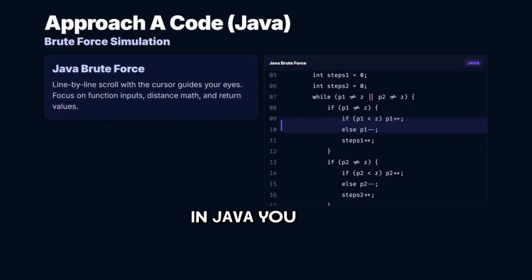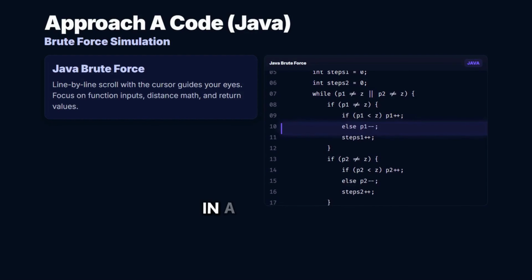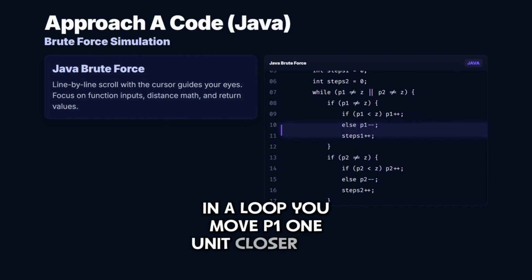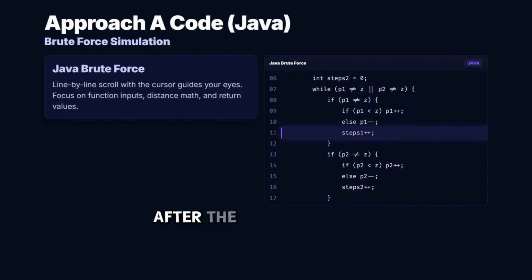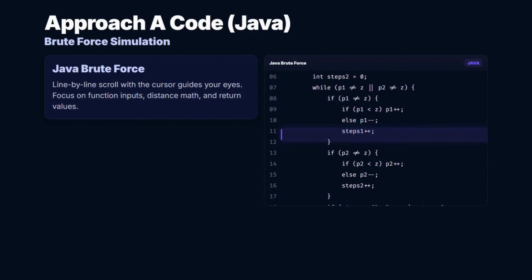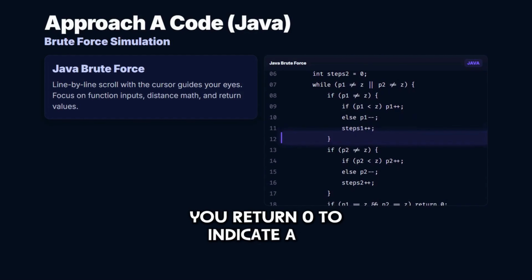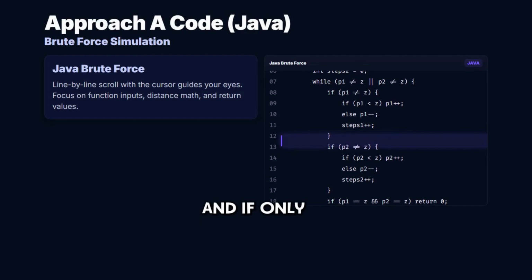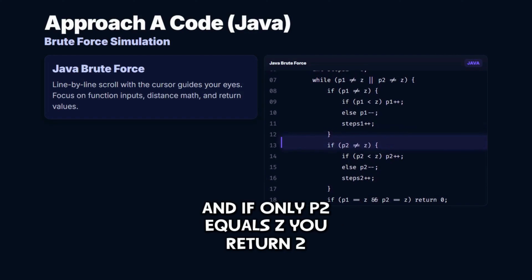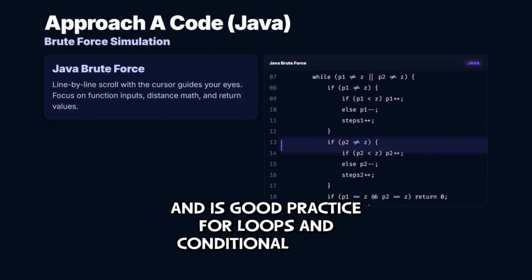In Java, you keep two variables p1 and p2 that start at x and y. In a loop, you move p1 1 unit closer to z, and you move p2 1 unit closer to z. After the movement, you check in this order. If both p1 and p2 equal z, you return 0 to indicate a tie. If only p1 equals z, you return 1, and if only p2 equals z, you return 2. This code mirrors the story and is good practice for loops and conditional checks.